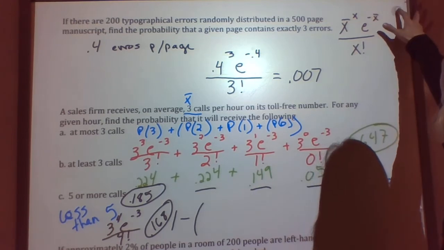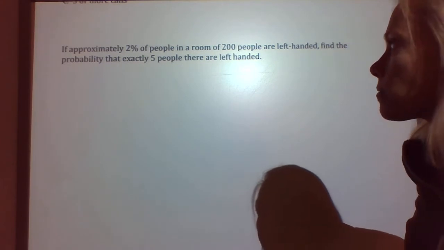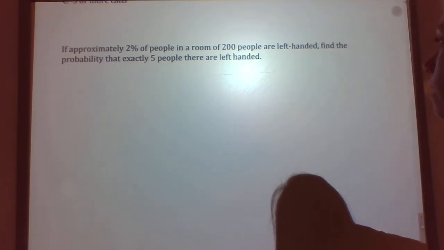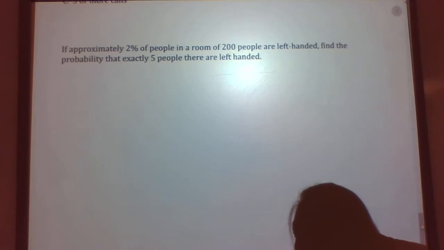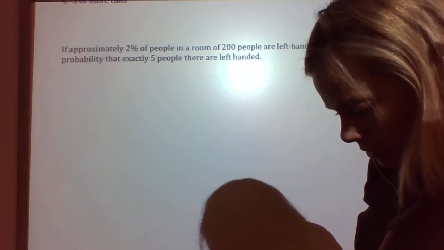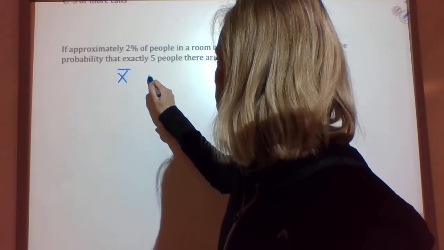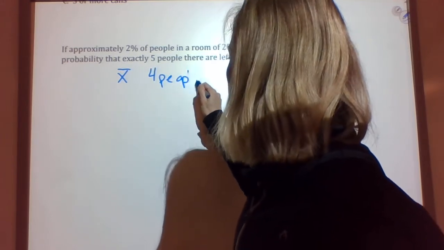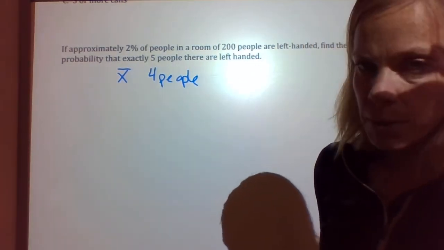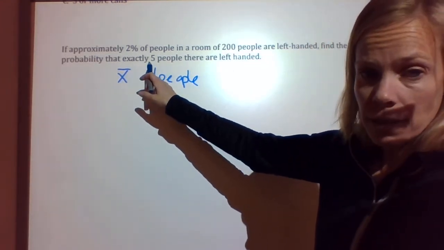Okay, let's try another one. If approximately 2% of people in a room of 200 are left-handed, find the probability that exactly 5 people there are left-handed. Okay, so if 2% of 200 are left-handed, what is that expected number? So 2% of 200 is 4. So I can expect my average of 4 people. Okay? I know by using statistics, 4 people are going to be left-handed. So what's then the probability that it ends up being 5 people are left-handed?